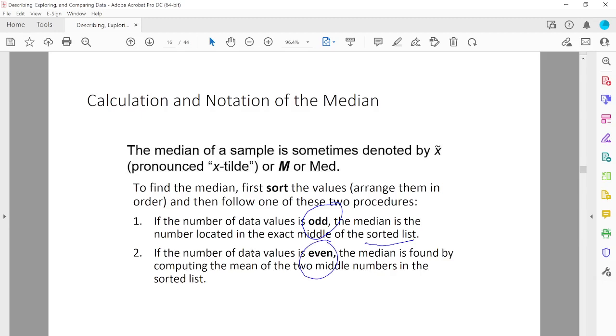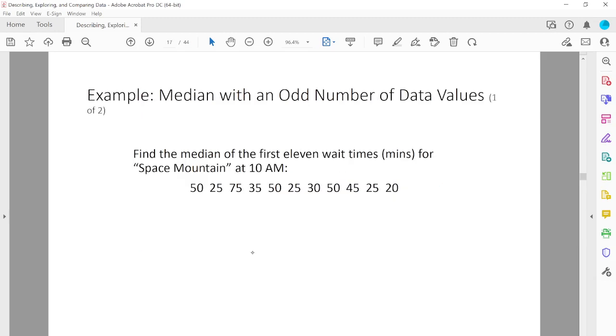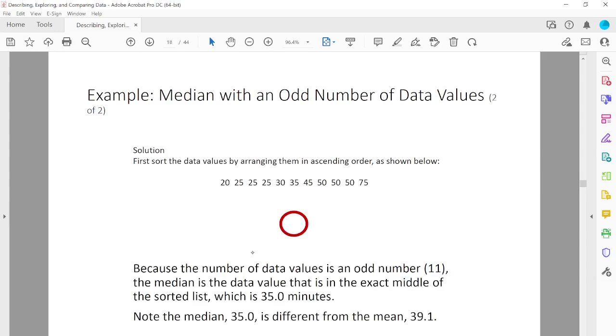If there is an even number of data, the median is found by computing the mean of the 2 middle numbers in the sorted list. So for example, let's say this is the same example. First of all, for finding the middle, we need to count how many data there are. There are 11, and after that we have to sort it. So here we are sorting it from lower to higher, and because there are 11 data, the middle number is 35. 11, 5 to the left, 5 to the right. So this is the middle number.